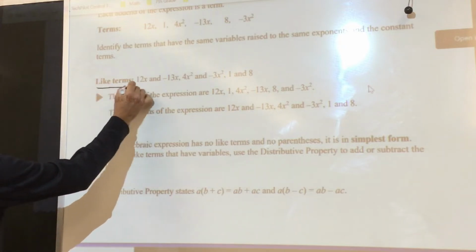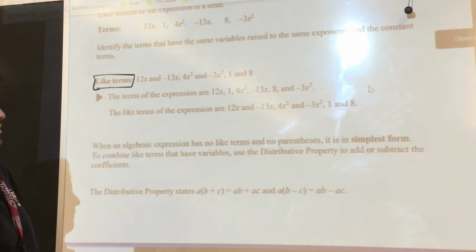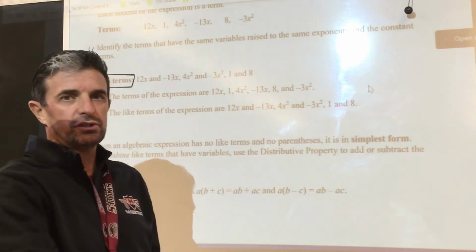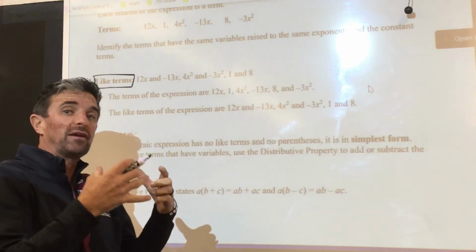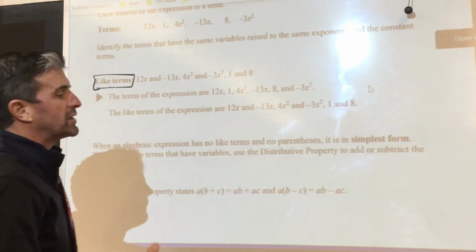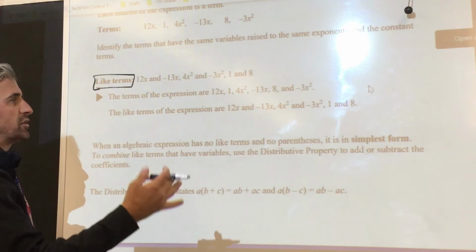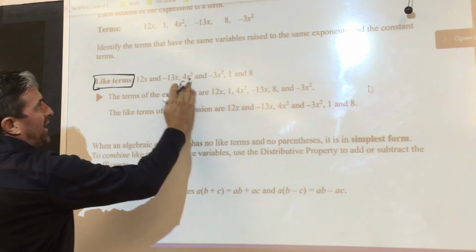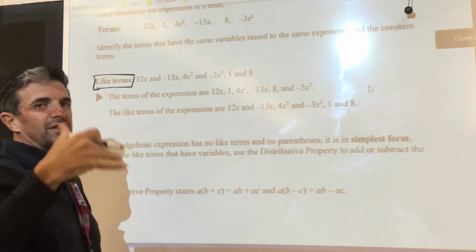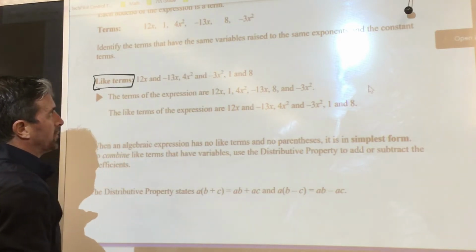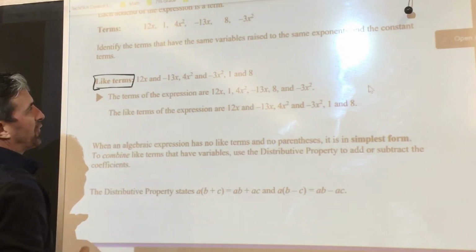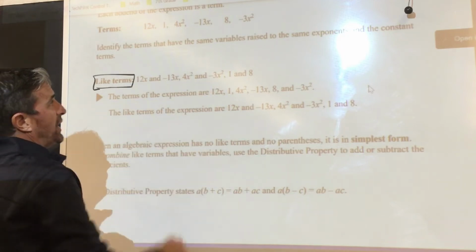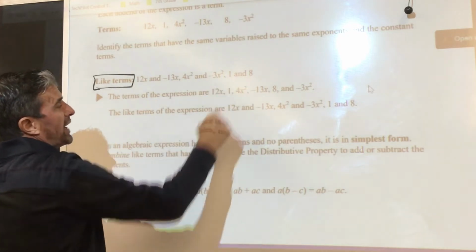Thanks for holding on for that announcement. So we're going to now combine like terms. What do you mean by like terms? Things that you can add together. You can't add apples and oranges. If you combine them, you could say how many fruits you have, but if we ask how many apples and how many oranges, they are separate. Just like x and x squared, raised to a different exponent, is a different term. So in this case, 12x and negative 13x go together. 4x squared and negative 3x squared go together. And then 1 and 8 are like terms.